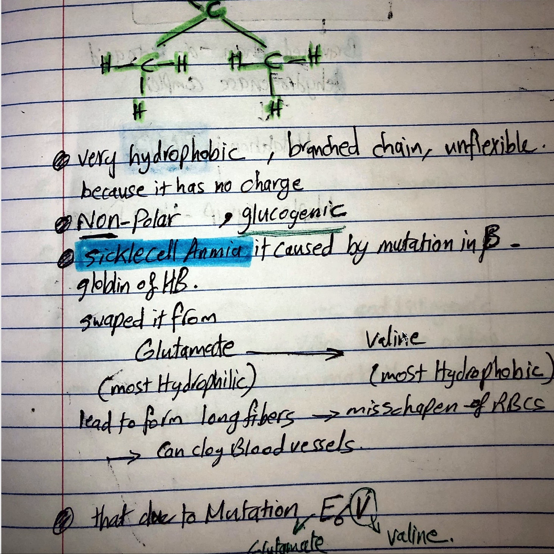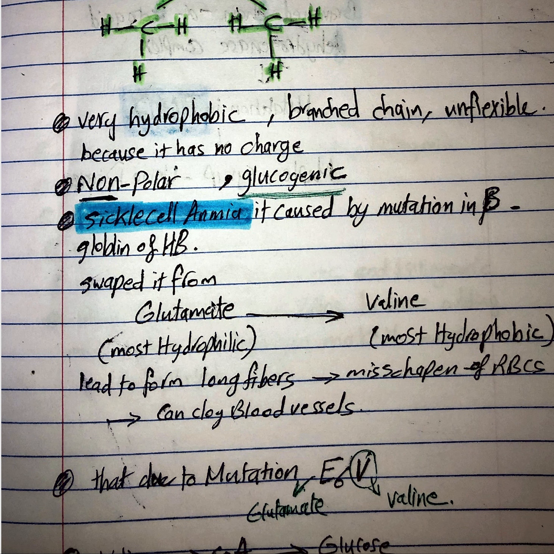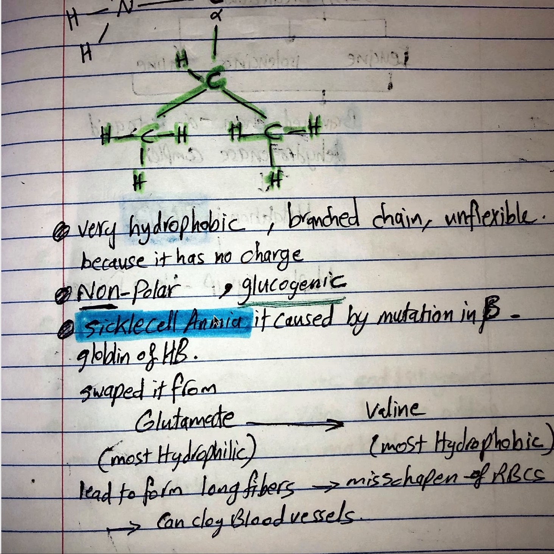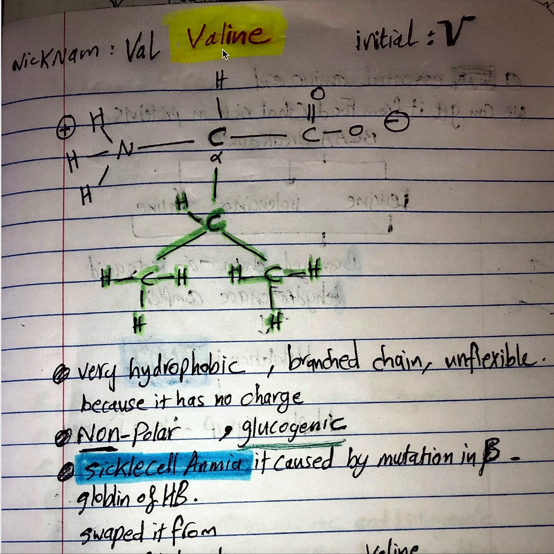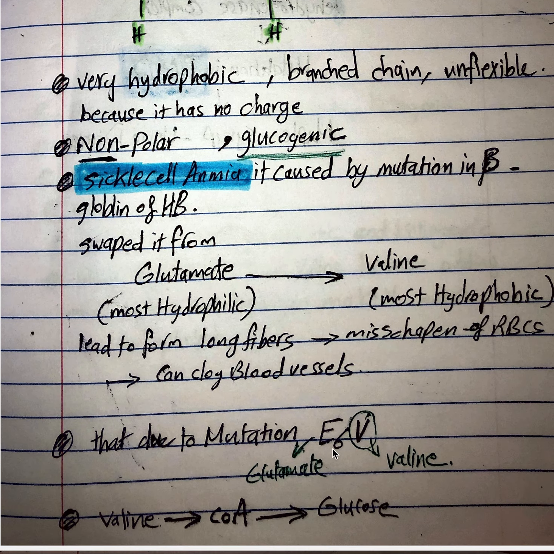But why is that related to valine? Because glutamate is swapped to valine. Is that a big change? Yes, because we will revise glutamate again. Glutamate is very hydrophilic. It likes the water. And the initial of glutamate is not like valine. Valine's initial is V. The initial of glutamate is E. And we will discuss that there is a trick here, and we will know why the initial of glutamate is E.